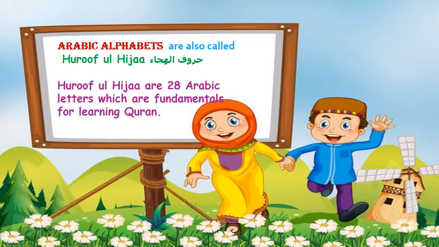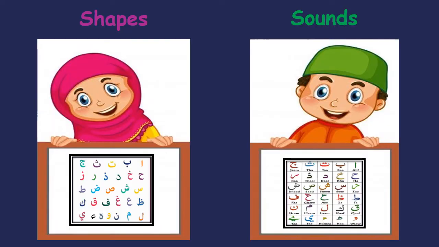Arabic alphabets are also called Huroof al Hijaa. Huroof al Hijaa are 28 Arabic letters which are fundamental for learning Qur'an. You have learned that Arabic alphabets or Huroof al Hijaa have shapes and sounds. Like Ba has this shape and its sound is Ba.